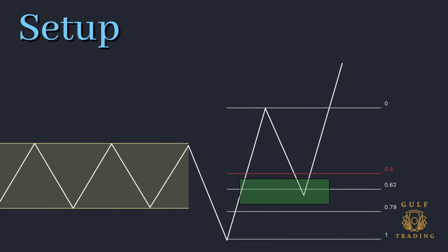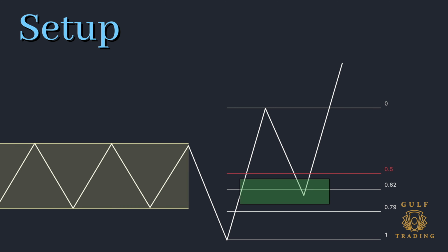So I guess the textbook setup that you could be looking for would look something like this. You've got your range or whatever. It doesn't need to be a range, just some kind of liquidity. Could be equal lows, could be just a swing low, and you're looking for that to get taken out. Nice liquidity grab. Then look for a market structure shift and a return to an FVG that's lined up with the 0.62 to 0.79 level, just anywhere below the 0.5. But with this entry, ideally it will be within 0.62 and 0.79.